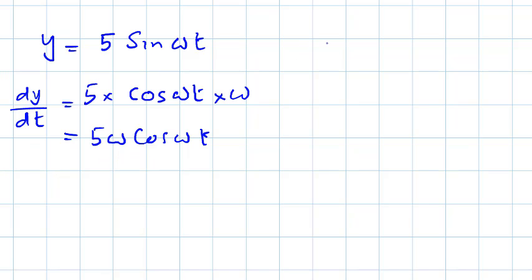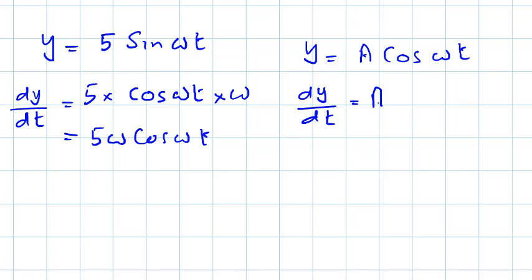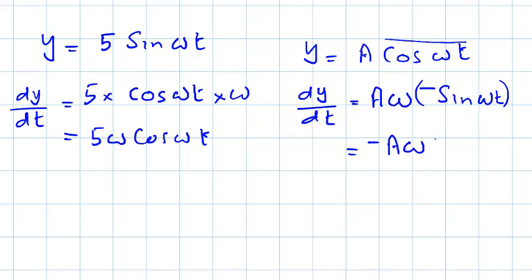Suppose y is given by a cos omega t. Here a is a constant, omega is a constant, and you are going to differentiate this with respect to t. So what to do? Keep that a over there. Then look at this omega t. Omega is a constant. Take omega here. Then the derivative of cos omega t is minus sin omega t. So in total you will get minus a omega sin omega t. This is very much important in the chapter oscillation.